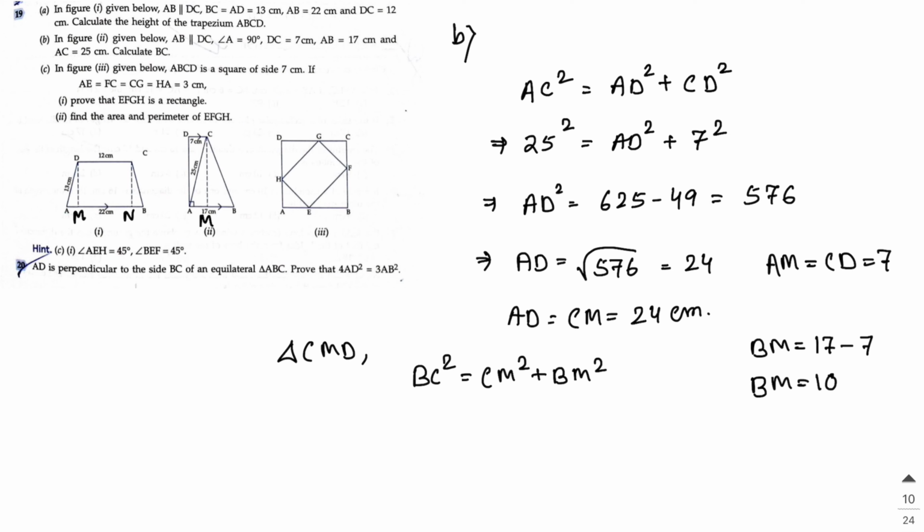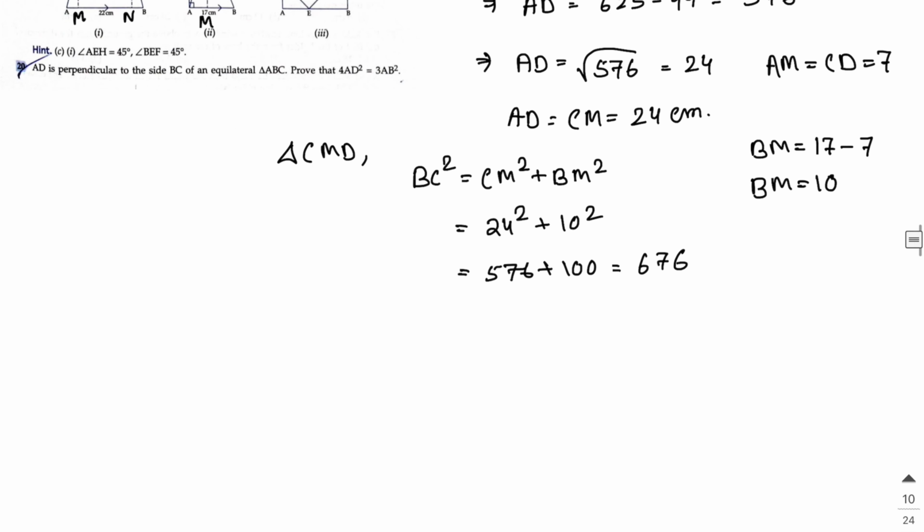So BC square, you have to find the value. CM square is 24 square and then 10 square. So 24 square is 576 plus 100, that equals 676. Clear? So BC equals root over 676, that equals 26. That is your answer.